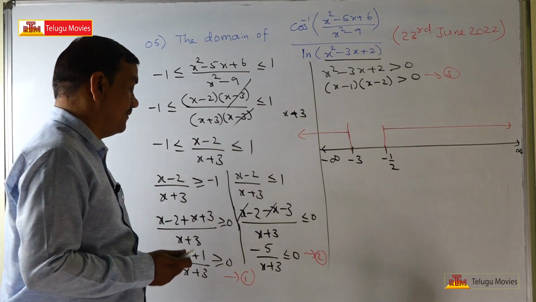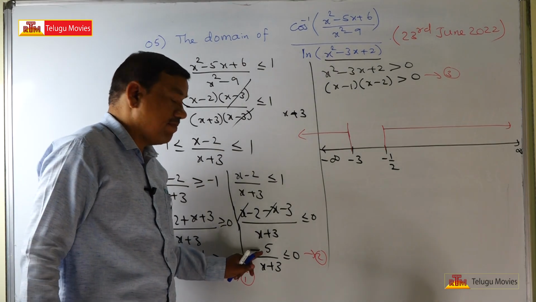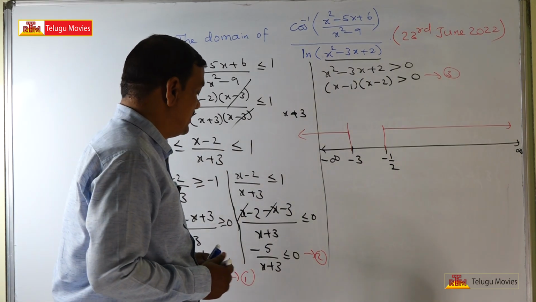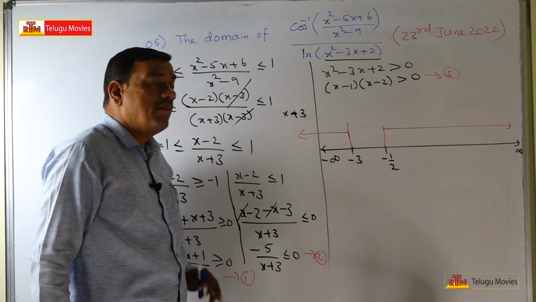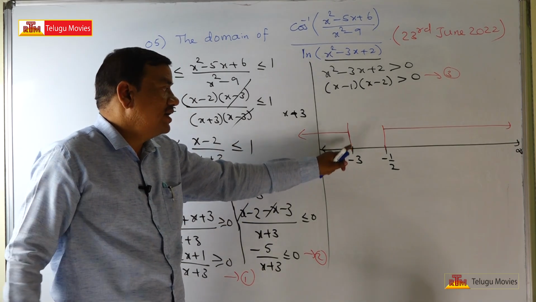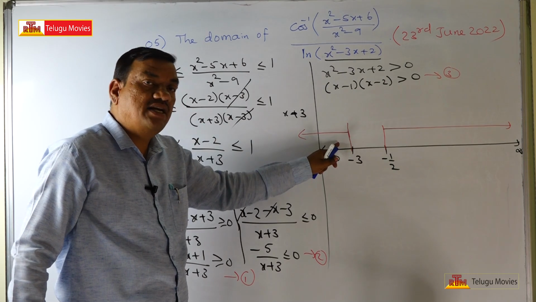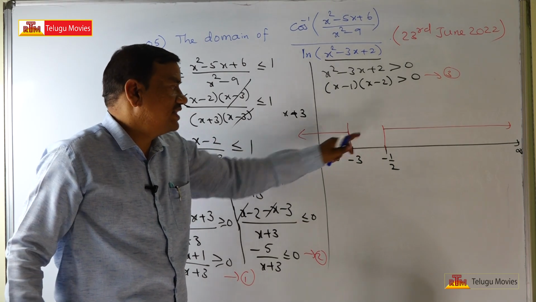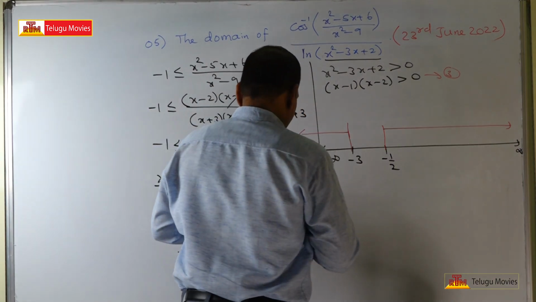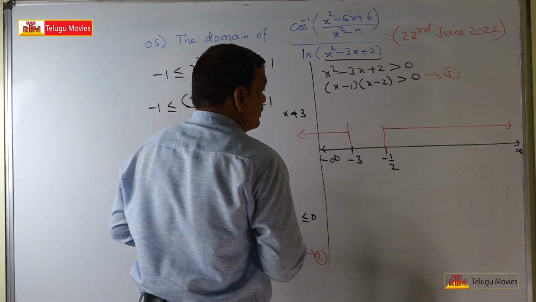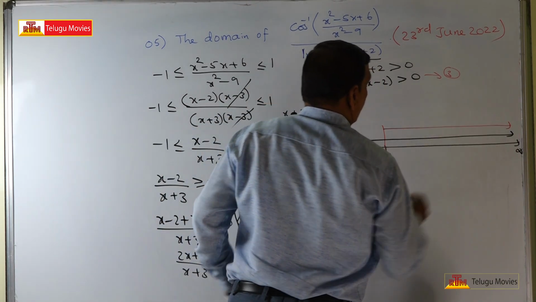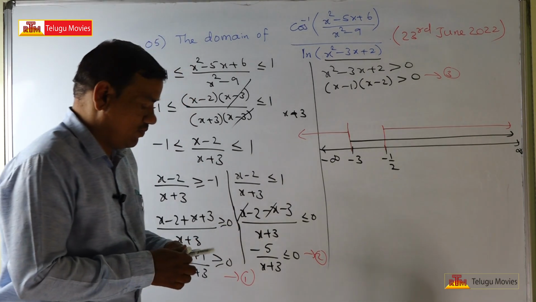Now coming to the second one. If you observe, a negative sign is there. The zero of x plus 3 is minus 3. So the sign scheme will be different. Here minus will be there, this side plus will be there, so on the right side minus will be there. We want minus only, that's why your solution set is this side. Right, up to that over.